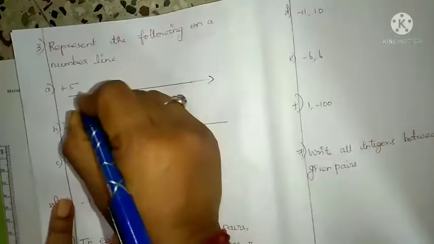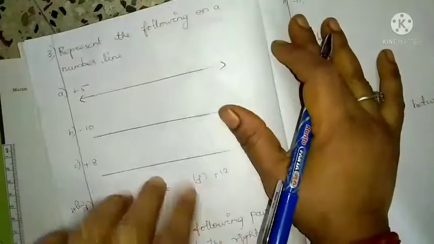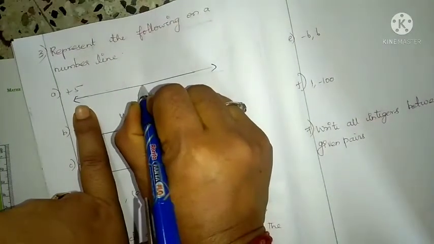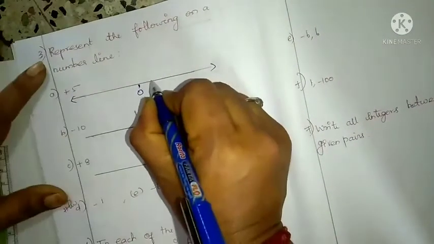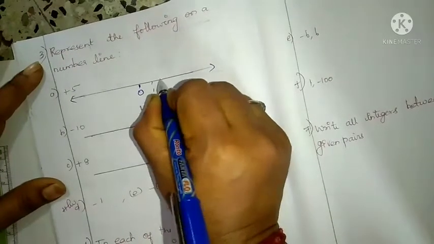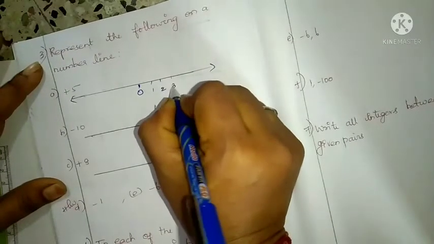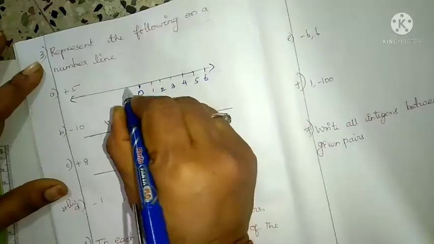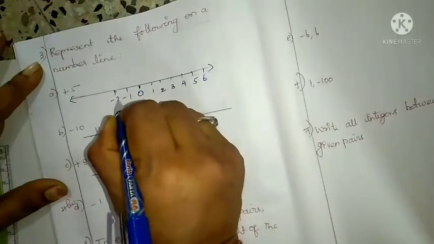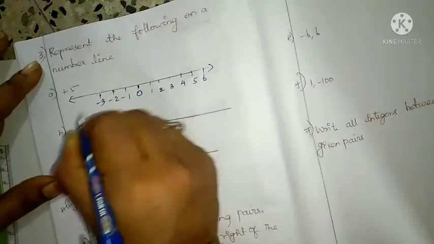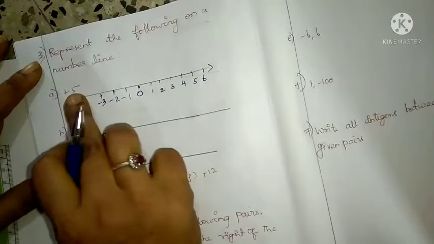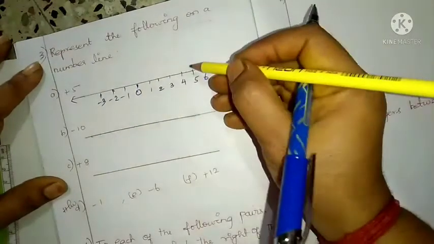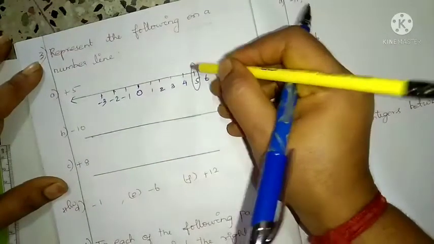We should draw a number line and mark arrow marks on the right side and the left side. We should write the 0 in the middle. On the right-hand side, the positive numbers 1, 2, 3, 4, 5 and 6. This side -1, -2, -3 and so on. They said to mark the +5. Where is +5 here? +5 is here. So we should mark like this.